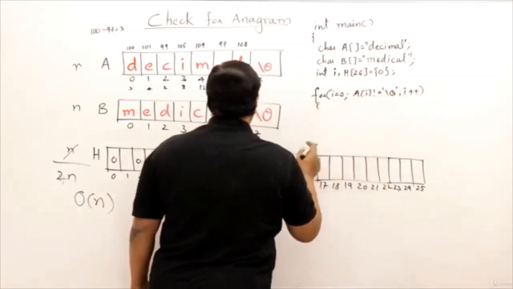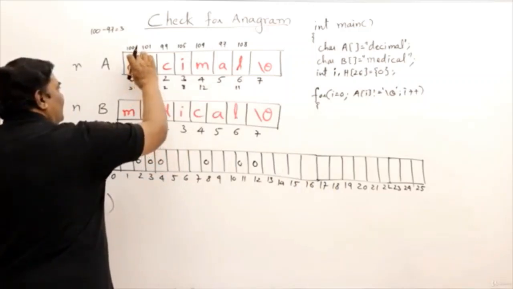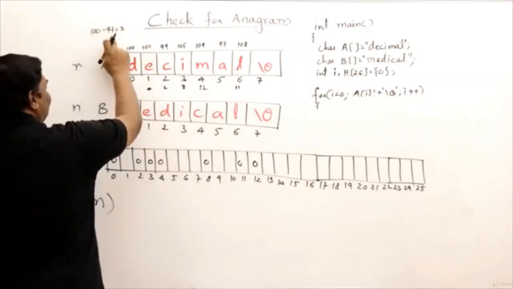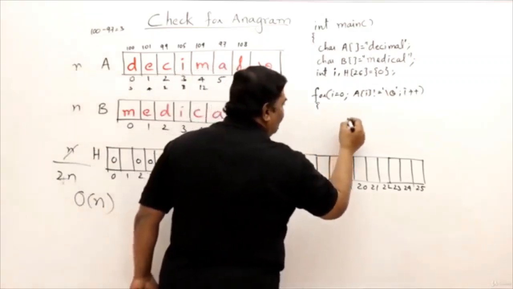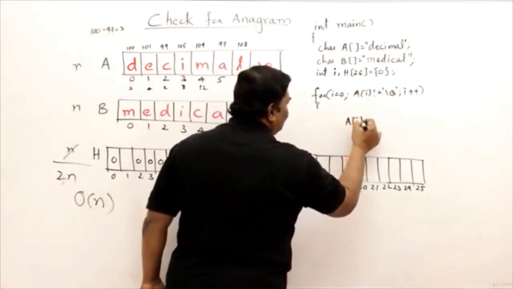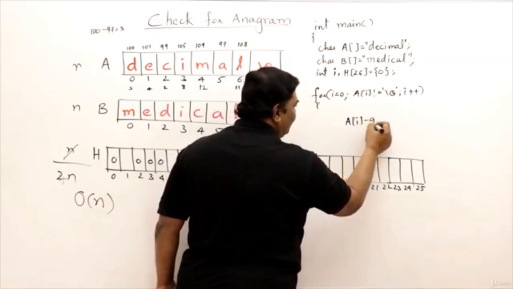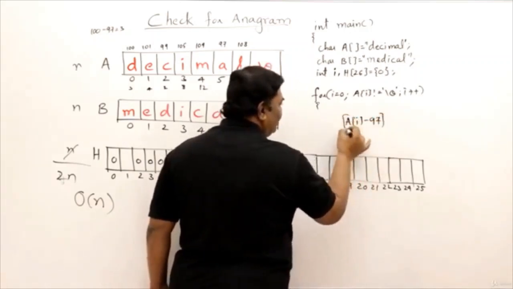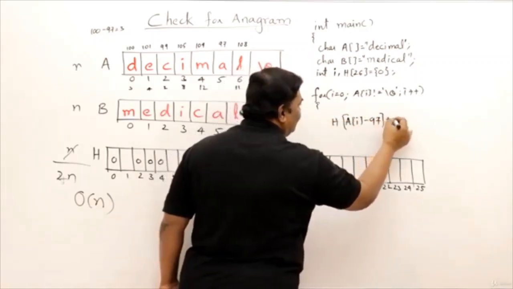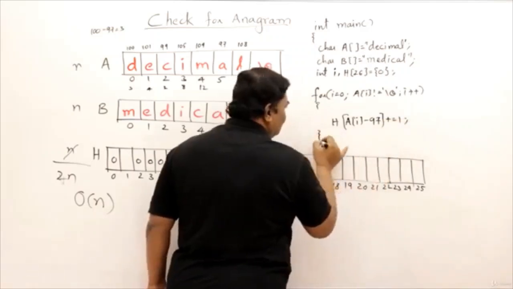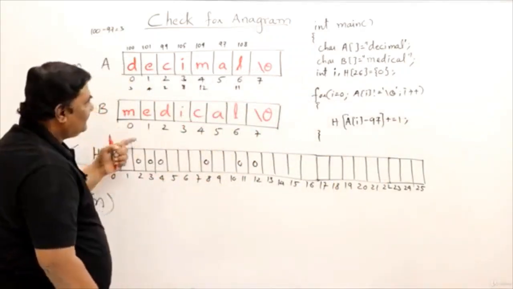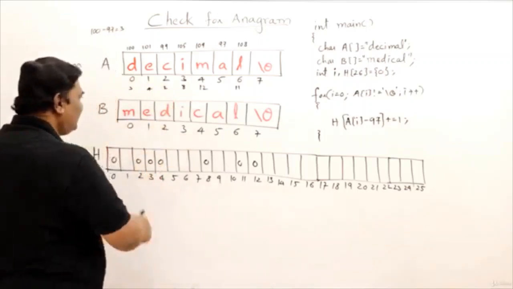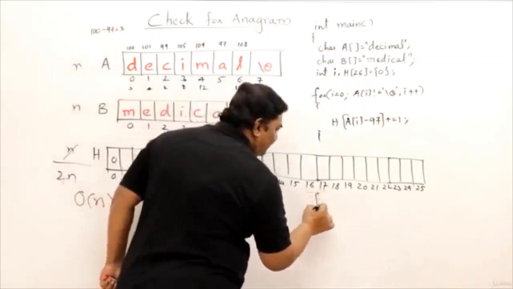And every time, whatever the letter is, take its ASCII code minus 97, use this as an index of the hash table, and there increment it by 1. This is the first string.